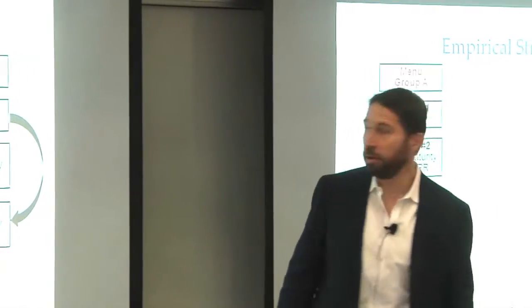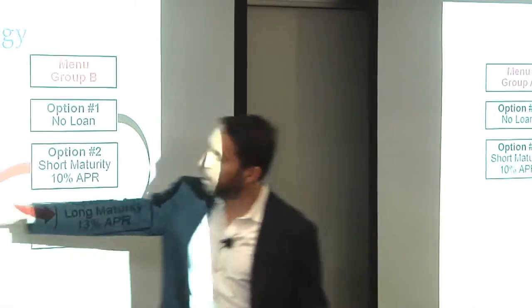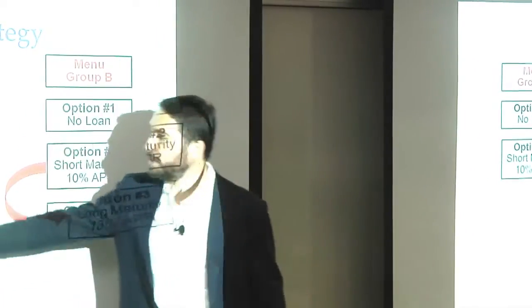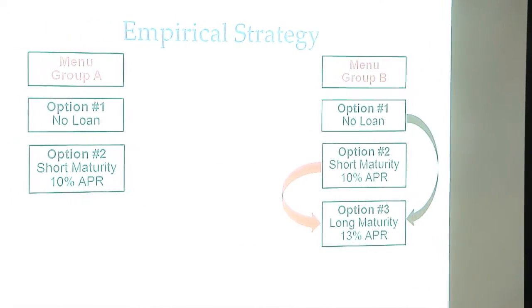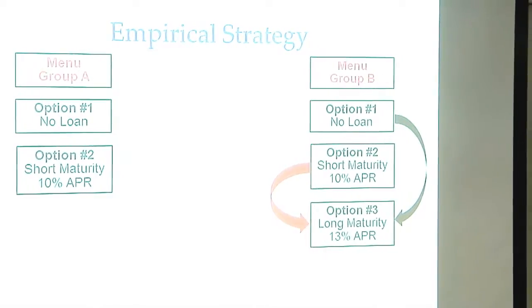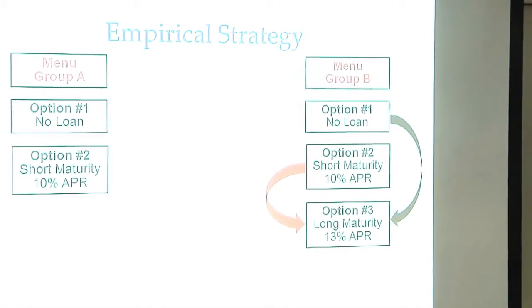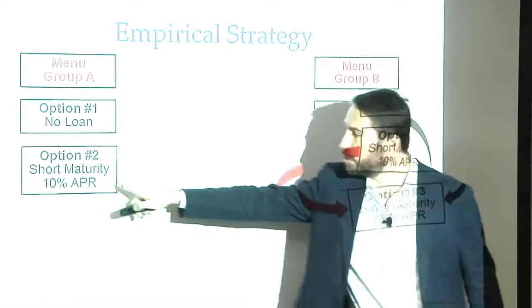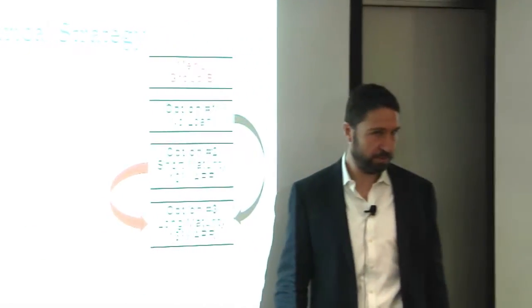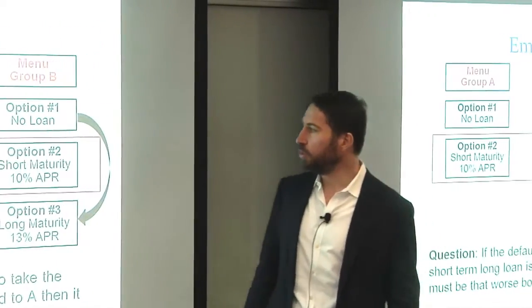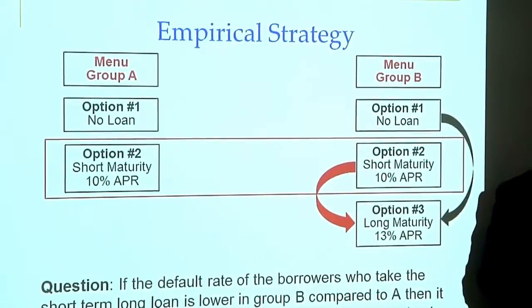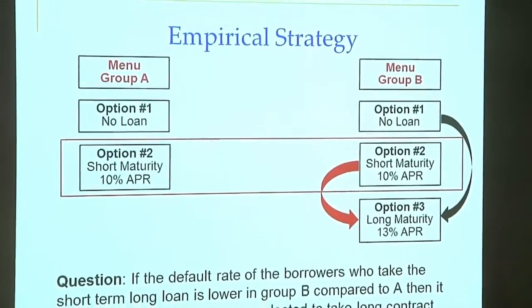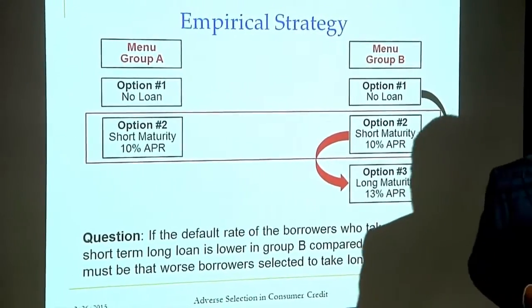We're going to think about who are the people offered in Group A who would have taken the short maturity loan, but will decide instead to move out to the long maturity loan, okay? We want to know, is that going to be the best set of borrowers who chose here or the worst, okay? And in fact, what are we going to do? We're going to compare the default rate on both of these contracts offered to Group A and Group B.